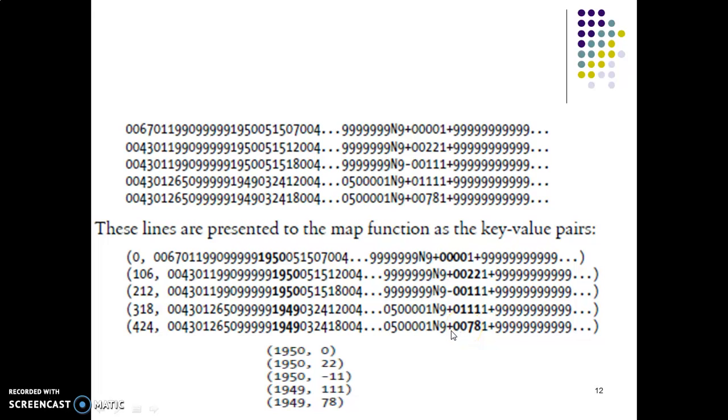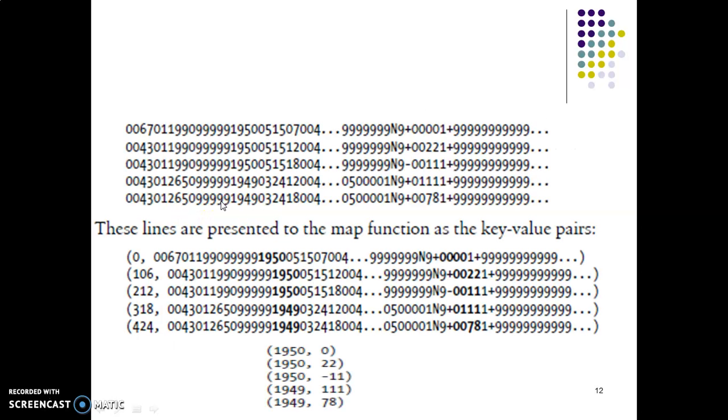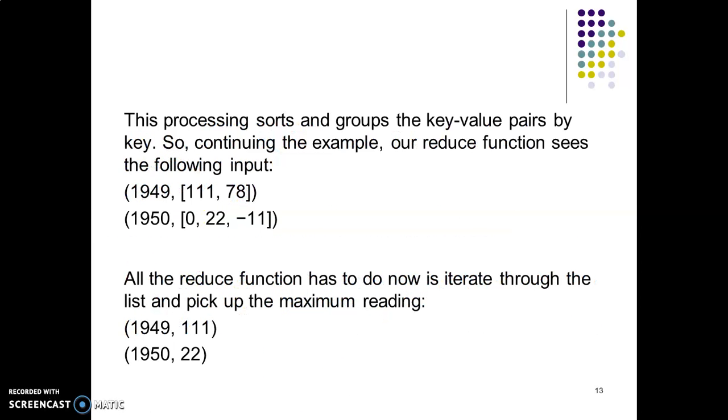So in the full file we are just trying to make the key value pairs. Here 1950 is a key and the value for that is 0. Similarly for 1950 we had 22, minus 11. For 1949, the key is 1949 and the values are 111 and 78, and for 1950 we have 0, 22 and minus 11, as per the previous records.